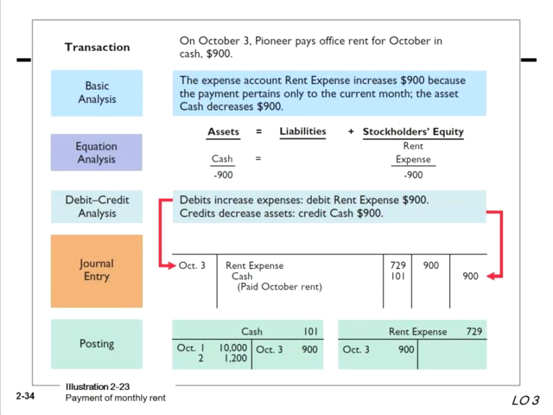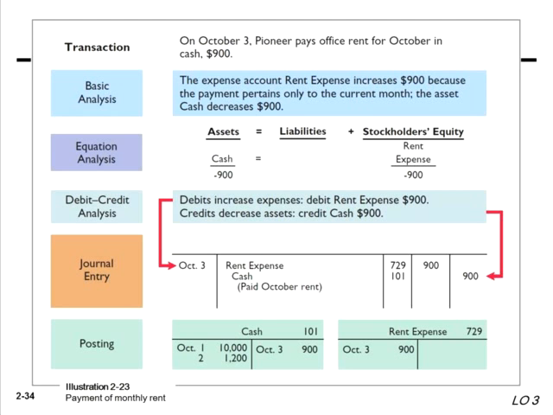Right, so they're paying office rent. That would be an expense. So we're using a new type of account now, rent expense. And the way to increase any expense account is to debit the account. So in our journal entry, we're debiting rent expense for $900 and crediting cash for $900.